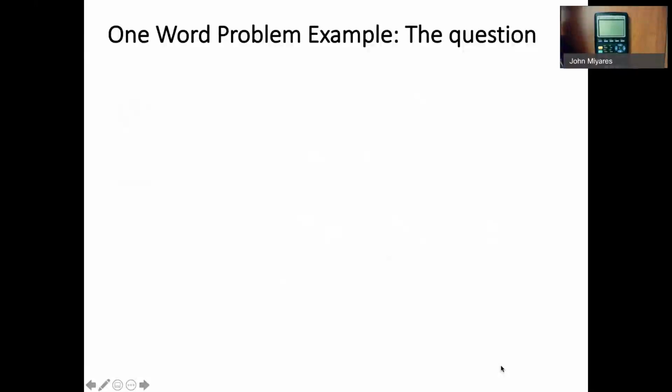Before we close out this presentation, I want to look at one word problem involving a larger system of equations and see how we can use matrix methods to solve it.